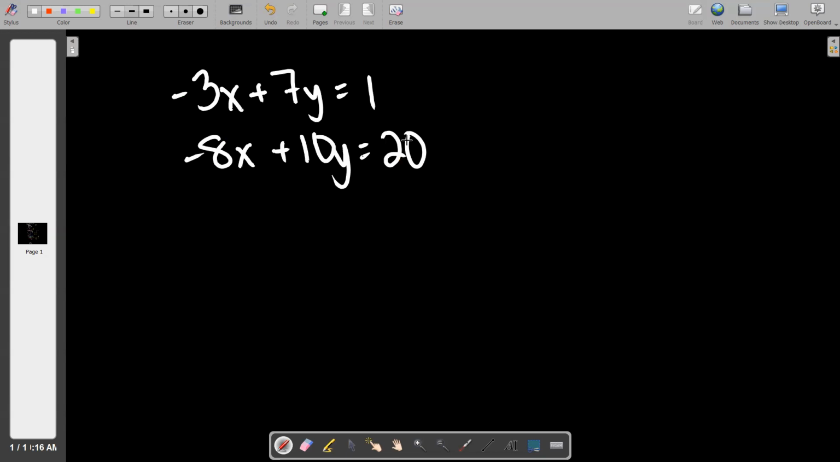And again, it comes down just to your basics. Quickly, what's something that 3 and 8 can both become? 24. Quickly, what's something that 7 and 10 can both become? 70. So it's just up to you. It's a matter of personal preference in a case like this of what do you want to kill? I think probably most people would kill the X's, right? Just because 24 is a little more palatable than 70.